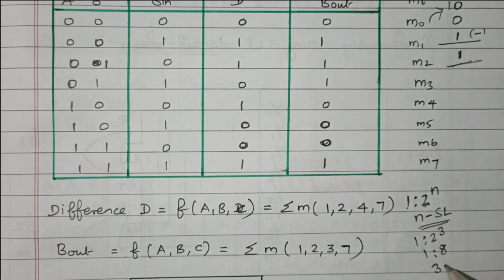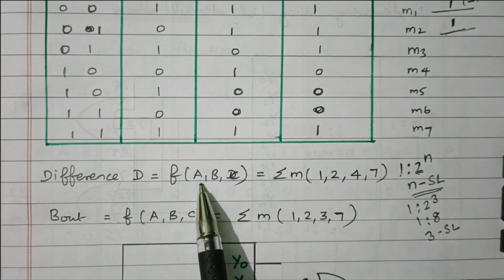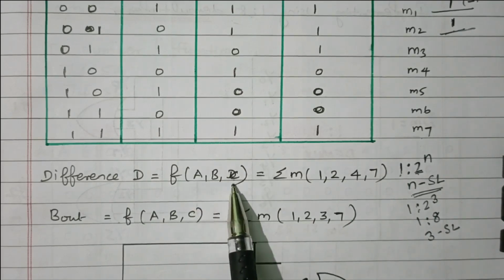In that, what do we have? We need 3 selection lines, right? So we need a 1 is to 8 demultiplexer. That means 3 selection lines will be available. What are these 3 selection lines? The 3 selection lines are nothing but A, B, C, that is A, B, borrow in, right?